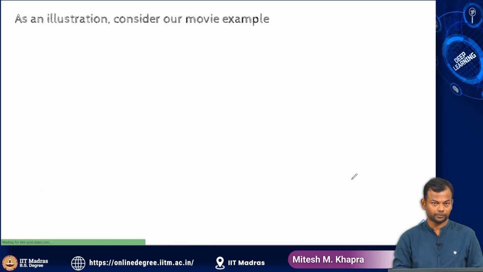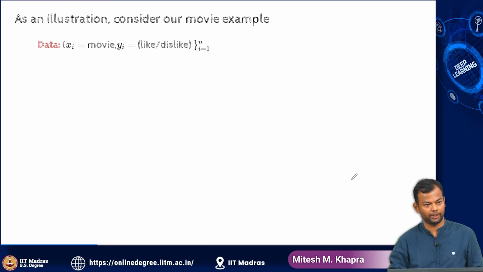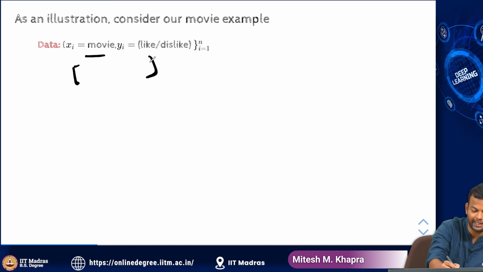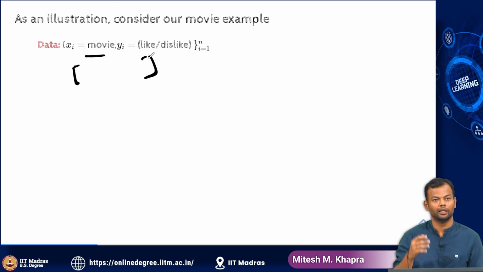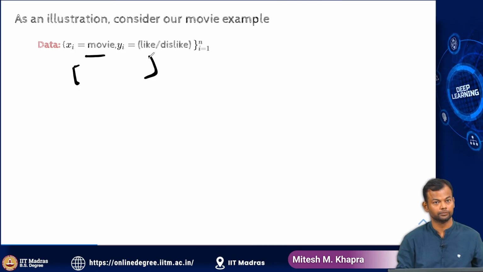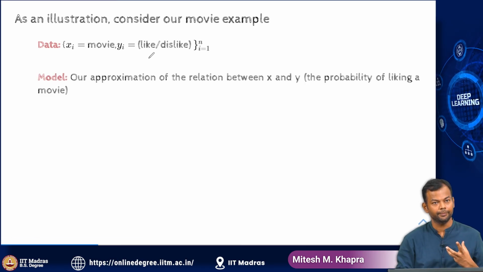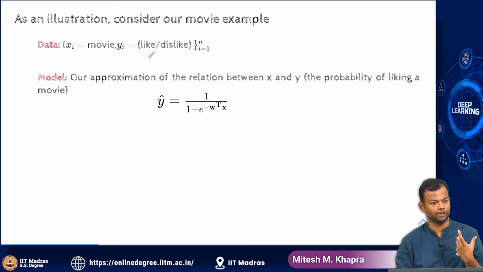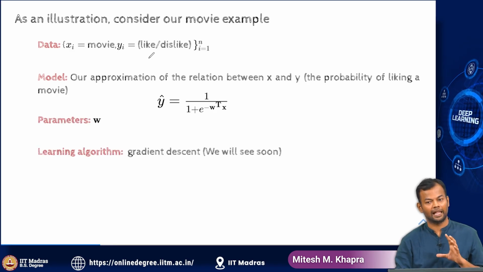So now consider our movie example. This is the movie data given to me. xi is equal to movie; I'm just using a shortcut. When I say xi is equal to movie, I mean that entire vector: all the actor information, budget information, number of superstars, and so on. And yi is equal to 0 or 1. Then we have our approximation of the relation between x and y. Our approximation was that y hat is equal to the sigmoid function of x, with the parameters being w. Then the learning algorithm is gradient descent. We don't know that yet, but the idea of gradient descent is to find the w's.